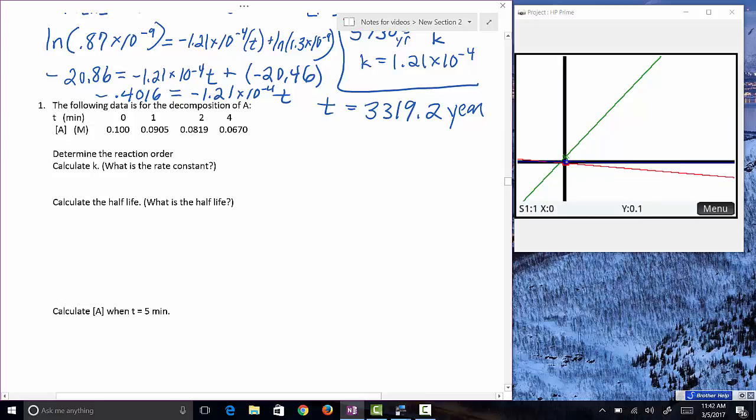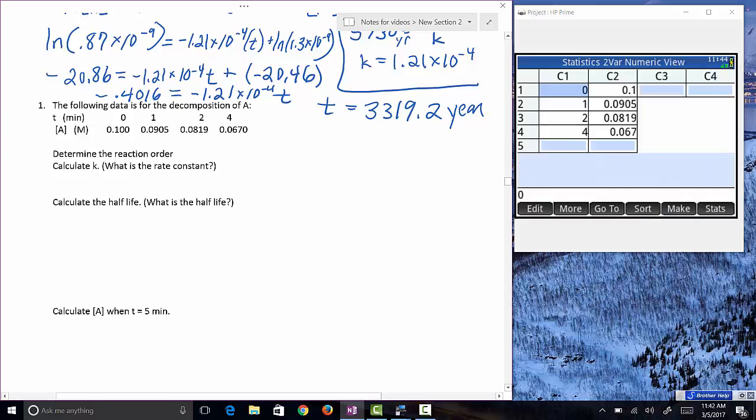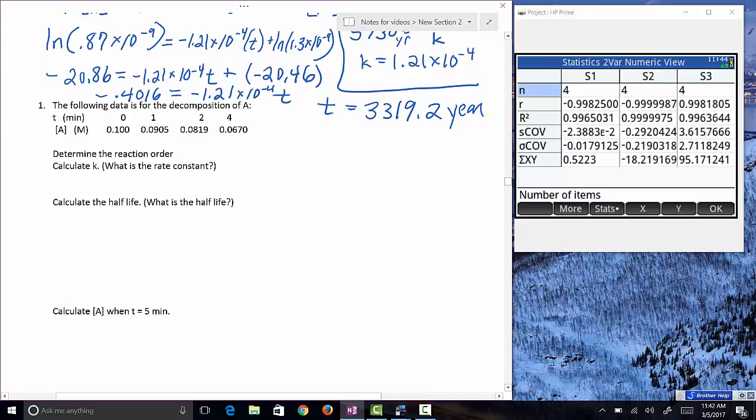All right, and I can actually see these. So then I'm going to go number and stats. Go down, look at my R squared. So that tells me S2 is the most linear, and S2 is my first order.